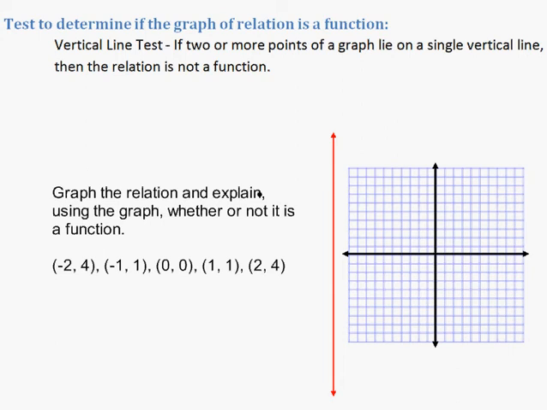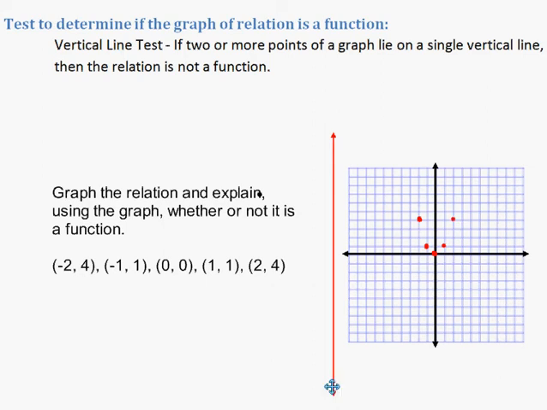So we have these different points, -2, 4, so we'll graph that point. So -2, 4 is here. We have the point -1, 1. We have the point 0, 0. We have the point 1, 1, and the point 2, 4. And we want to know, is this a function?